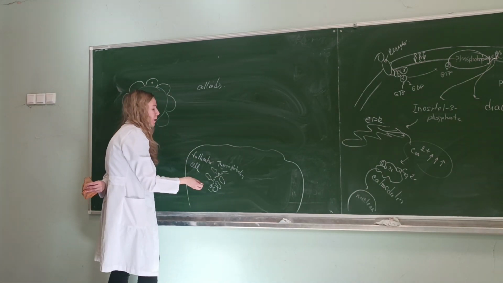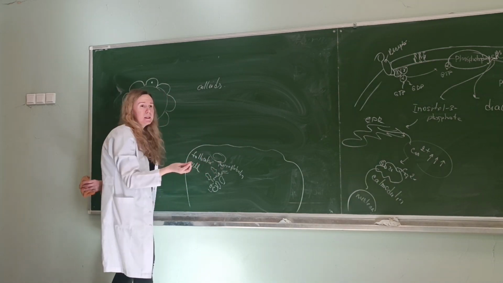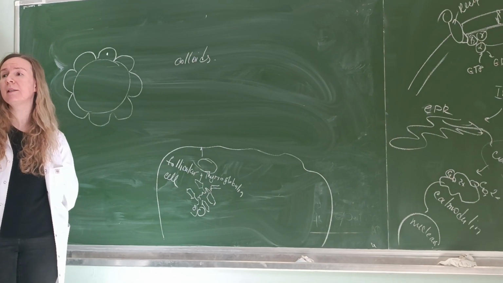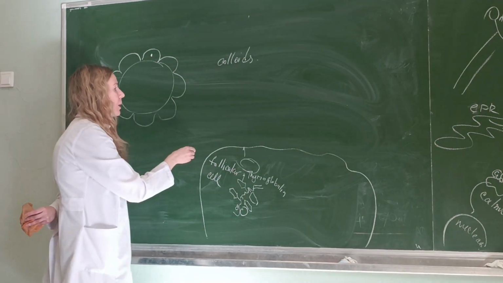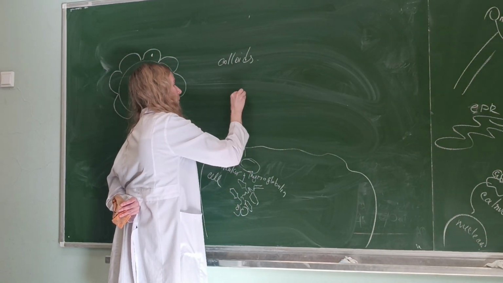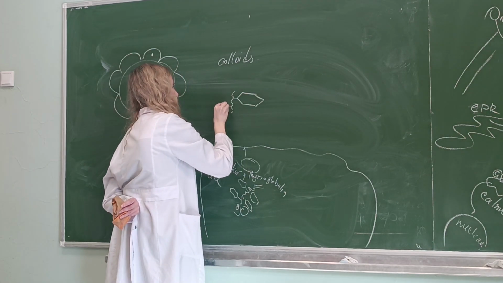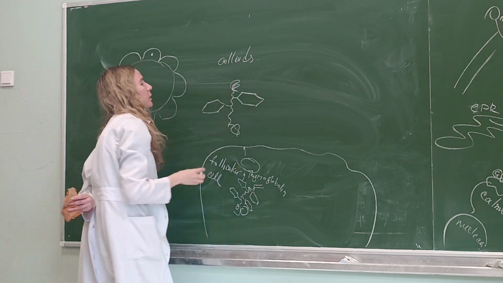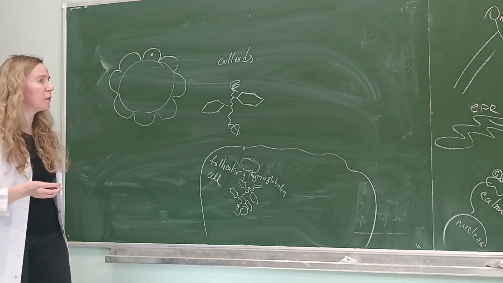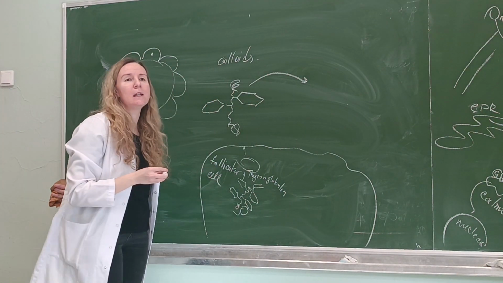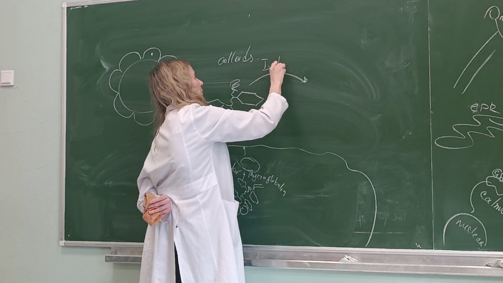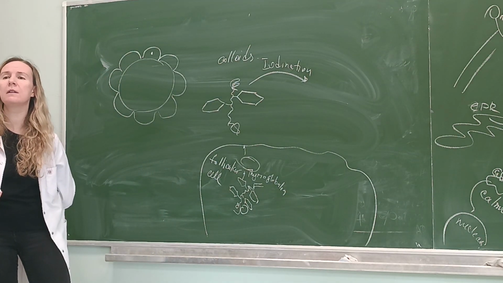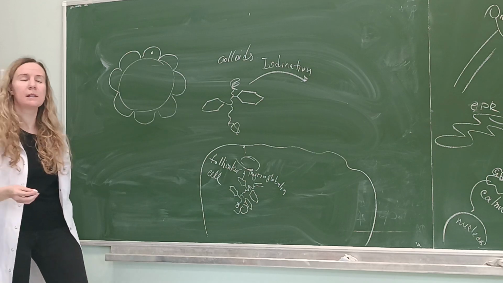So thyroglobulin will be packed into vesicles, and these vesicles will be excreted from the cell into the colloid. So we have thyroglobulin in colloid. This is a protein. So first, what we will do in colloid is iodination. In this case, we have a very specific enzyme called thyroid peroxidase.